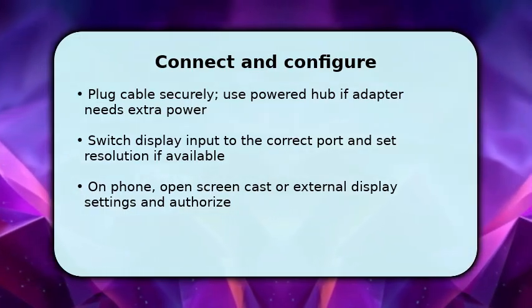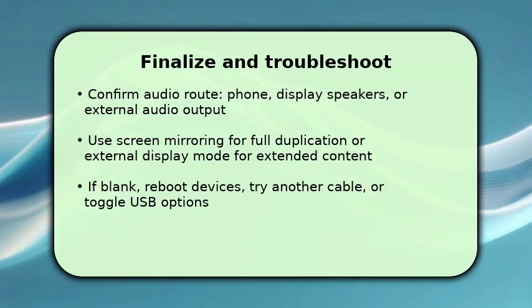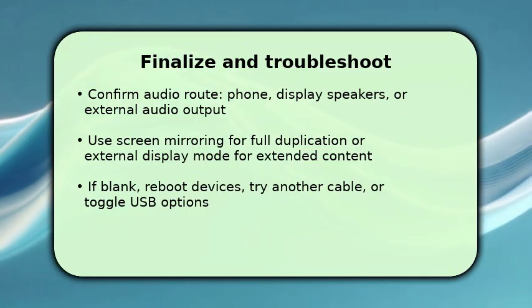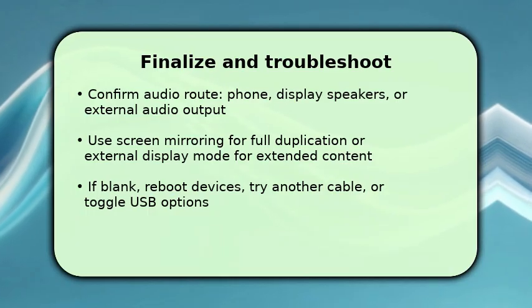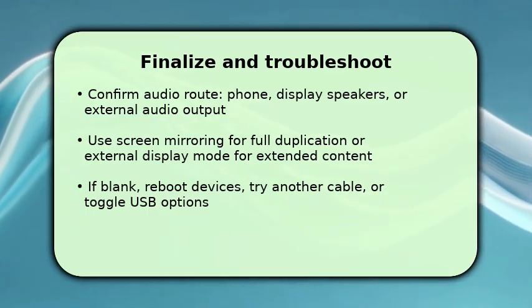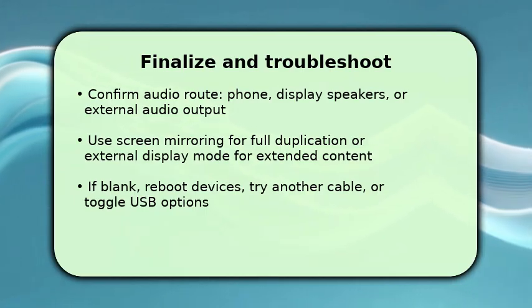Finish by choosing how you want content displayed: mirror for identical screens or external display mode for separate content, and set audio output to the display or a connected speaker. Once the layout and sound are correct, lock rotation or set display sleep preferences to avoid interruptions.